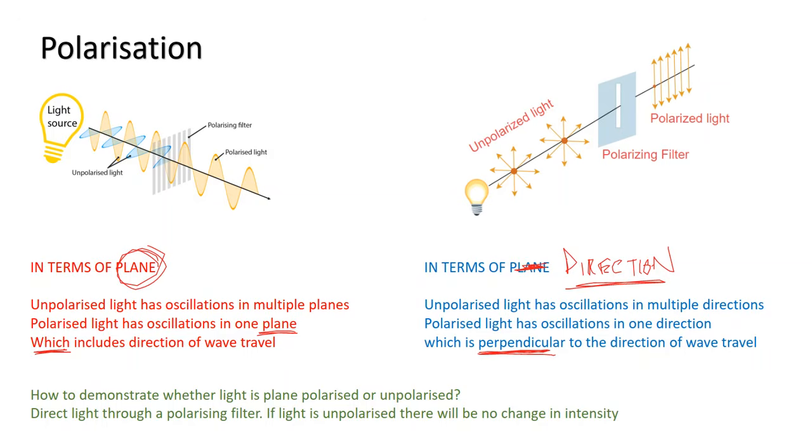And then a common question is how to demonstrate whether light is plane polarized or unpolarized. What you have to do is direct light through a polarizing filter. If the light is unpolarized, there will be no change in intensity. And if the light is polarized, the intensity will change after every 90-degree rotation. The intensity will change between maximum and minimum after every 90-degree rotation, if and only if light is plane polarized. And I repeat, if light is unpolarized, once you pass light through a polarizing filter and rotate it, there will be no change in intensity due to the rotation, of course.